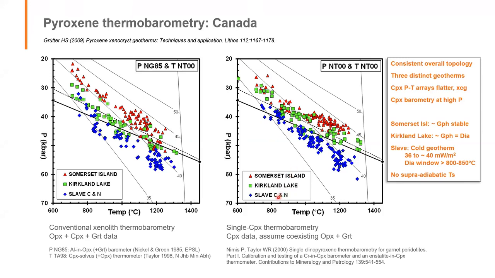And then if you go to the Slave Craton, the central and northern Slave Craton, you see this type of geotherm over there. It enters the diamond stability field over there, at very low temperatures, and then has a sort of strange arrangement to slightly higher conductive geotherms. That's a 36 milliwatt geotherm there, if you compare it between there and there, and then it ends up closer to a 40 milliwatt geotherm. That's a very strange feature of what's going on in the Slave. Nevertheless, it's clearly different in terms of its errors or its envelope from the Kirkland Lake geotherm. And so we have three distinct geotherms to calibrate ourselves against when we're using the single clinopyroxene thermobarometry technique.